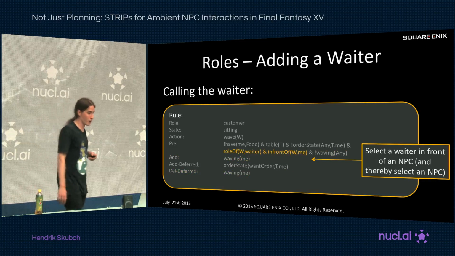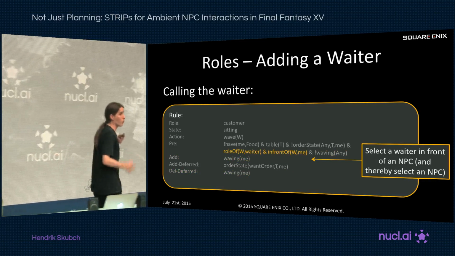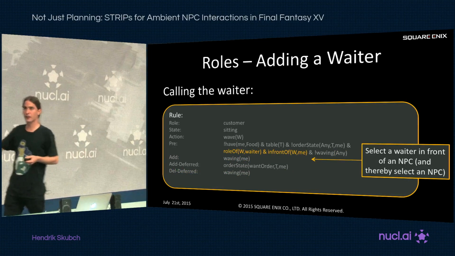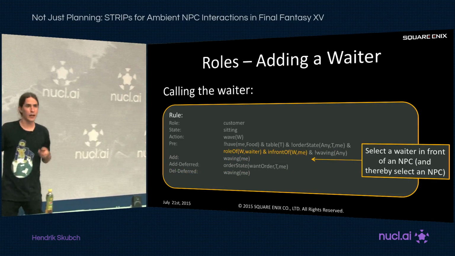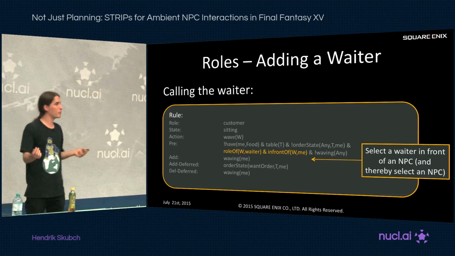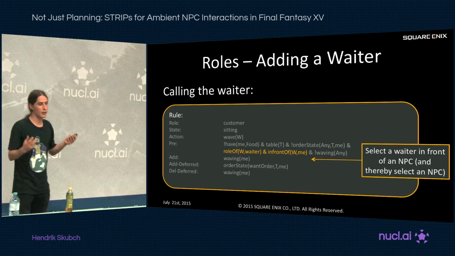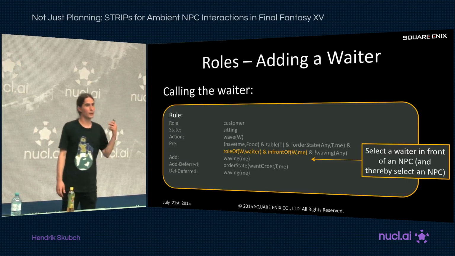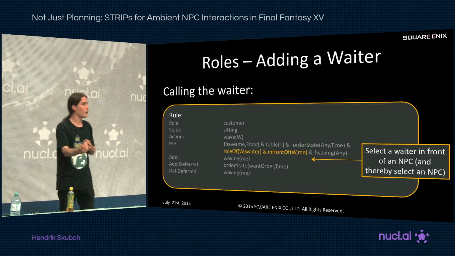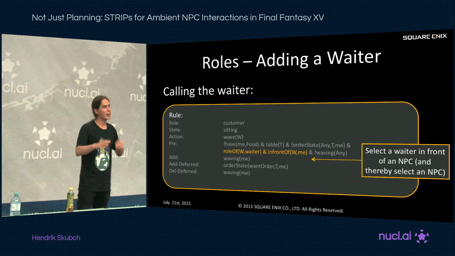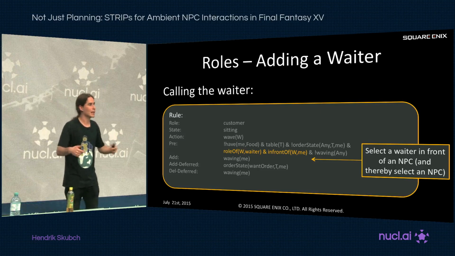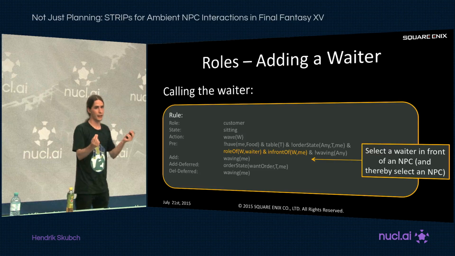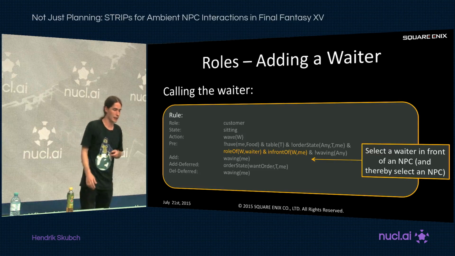And finally, we can query, of course, for a waiter, for an NPC that has the role waiter, then we can do some selection over them. Like, for example, check some simple geometric relationships, like in front of. So these two predicates here will select a waiter that is in front of the evaluating NPC. And by that, the script will select a pair of customer and waiter, such that the customer can essentially see that waiter.